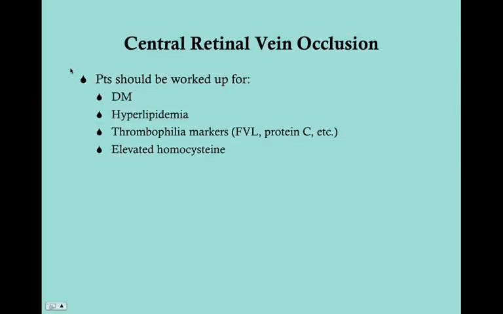So patients with central retinal vein occlusions should be worked up for diabetes, hyperlipidemia. So both of those are easy. You can get them in the morning, get a fasting blood glucose level, get a lipid panel. They should also be worked up for thrombophilia markers such as factor V Leiden, protein C, etc., and then be worked up for an elevated homocysteine.